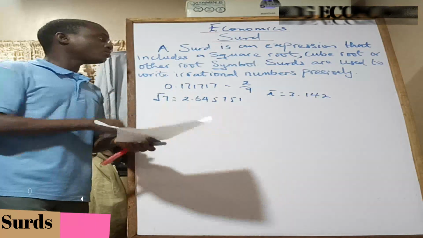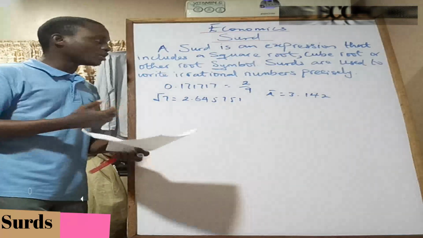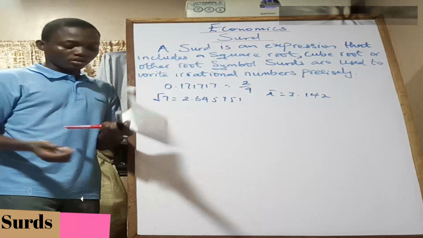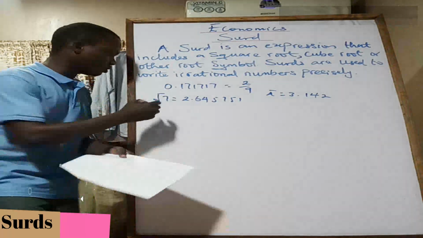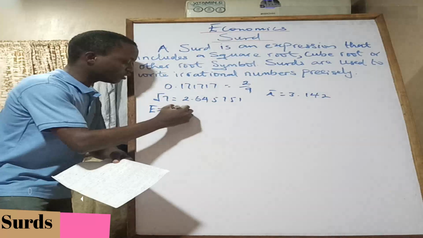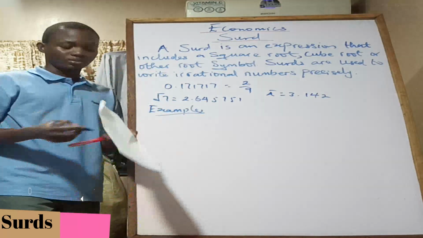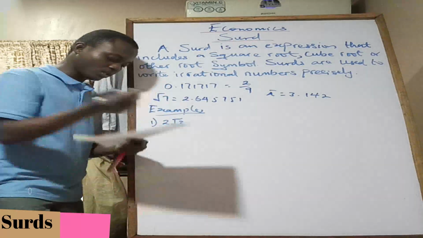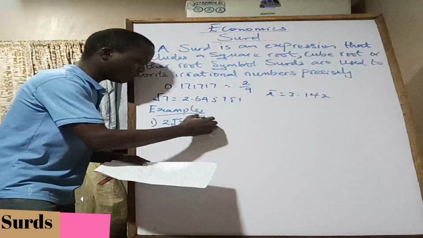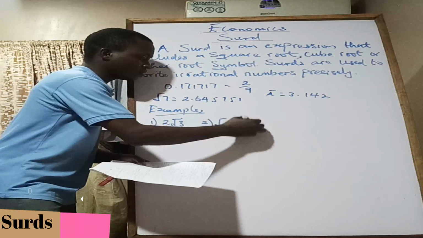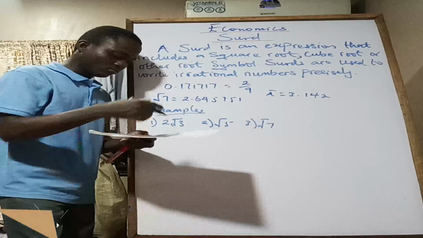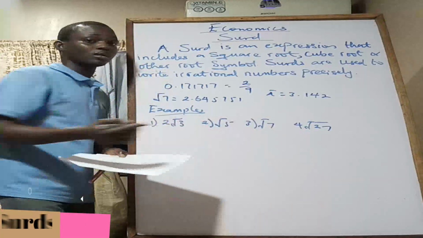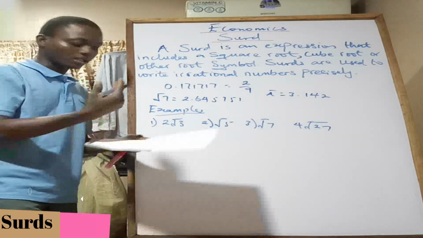Now, we've said that surds are used to express irrational numbers precisely. So what are the things we need to learn about surds? We're going to talk about surds and finish the whole thing in this particular lesson. Examples of surds: number one, you have 2 root 3. Number two, we have root 5, root 7, and then you may have something like 4 root 27. So that's it for examples of surds.